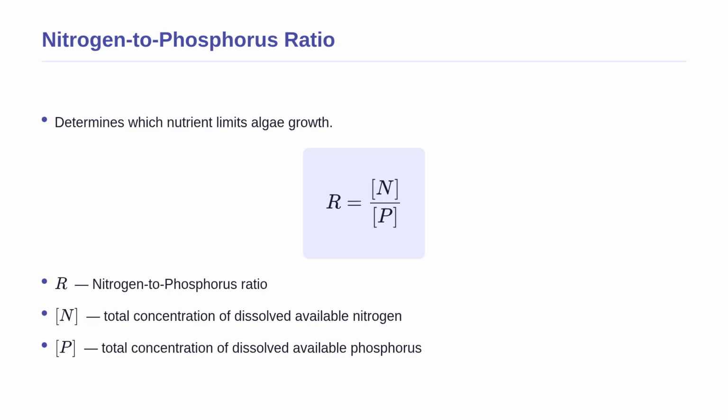R is the ratio itself. The numerator, N in brackets, represents the total concentration of dissolved available nitrogen. The denominator, P in brackets, represents the total concentration of dissolved available phosphorus. If the value of nitrogen increases significantly while phosphorus stays the same, the ratio R increases. This physical change indicates that phosphorus has become the limiting factor, holding back further algae growth.